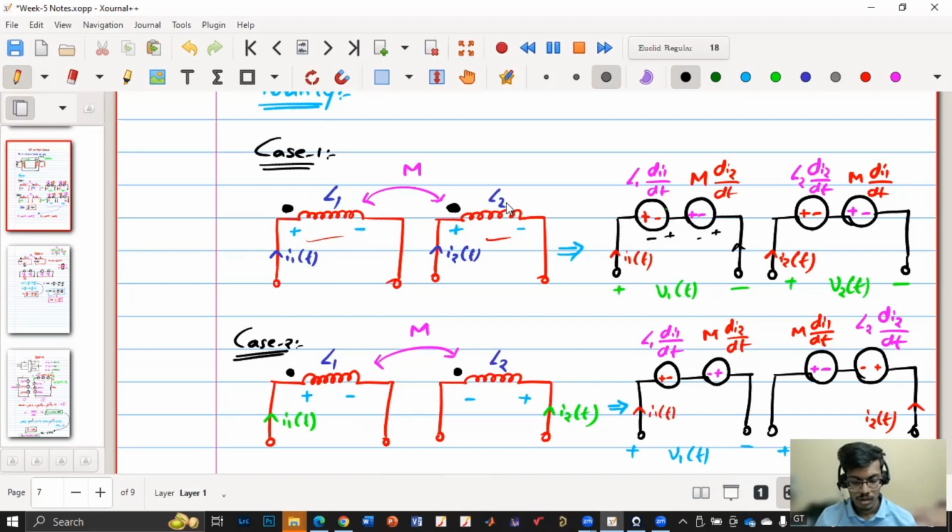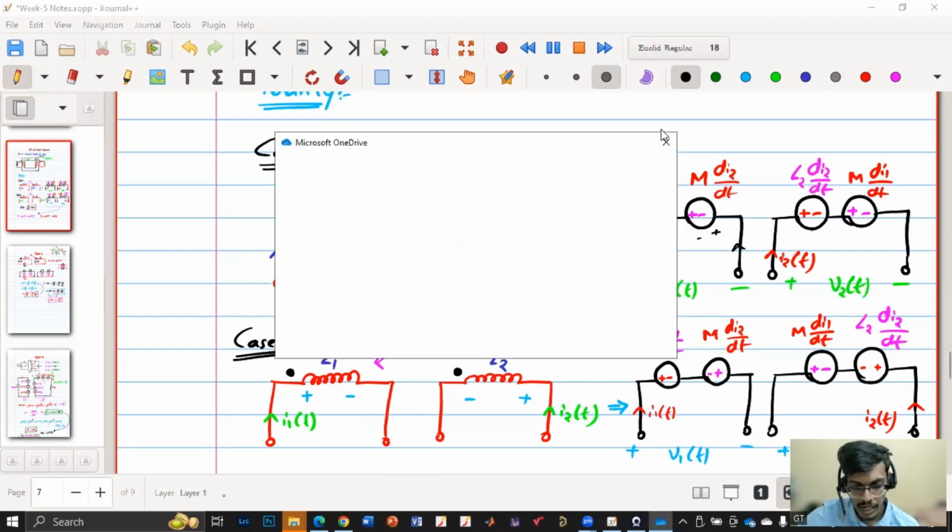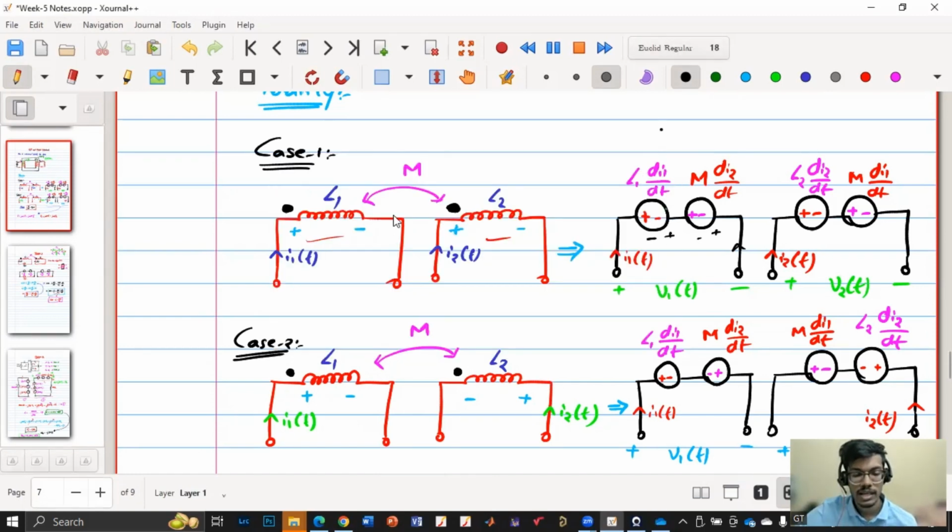But here also they are not talking about anything related to self. Only the dot convention is between mutual only, right? Self does not have any dot convention because self is very simple. If the current is entering at terminal 1, it will be positive. If the current is entering at terminal 2, that will be positive. Whereas in the case of mutual inductance, it depends upon how the current is entering here and how the current is entering there also. So that's why, because of the dot convention.